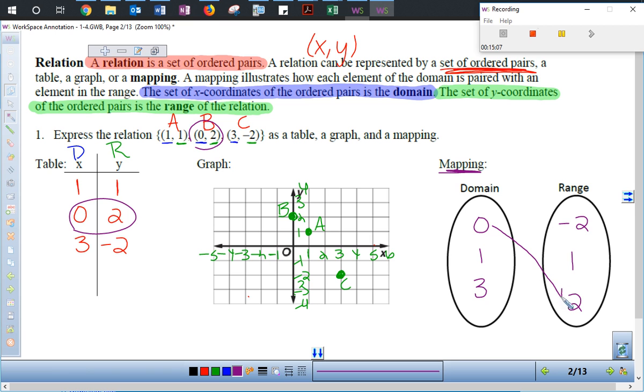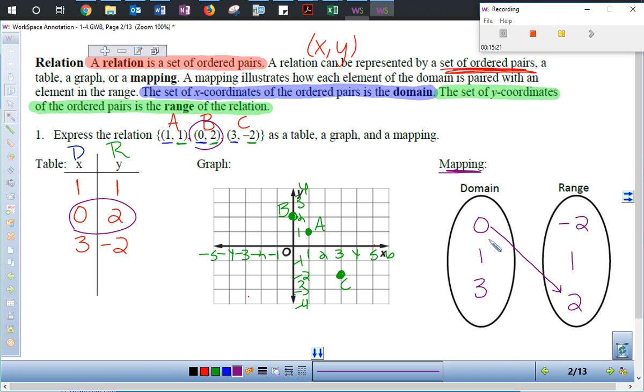And it looks like this. Notice the arrow goes from left to right. The arrow goes from the domain to the range. It does not have arrows on both ends. We do not go from the range to the domain. We go from the domain to the range.